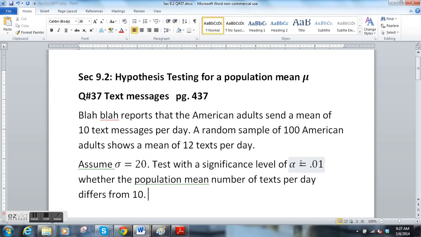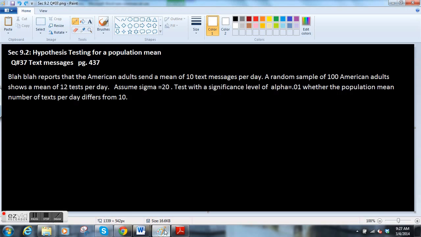Test with a significance level of alpha equals 0.01 whether the population mean number of texts per day differs from 10. So when you get these problems, and here you are sitting on a test, anytime you see this alpha level, it tells you you're dealing with a hypothesis test. That's pretty much the gist of it. So the problem looks pretty simple, and I'm going to walk you through the stages, how you want to draw the information for a test.